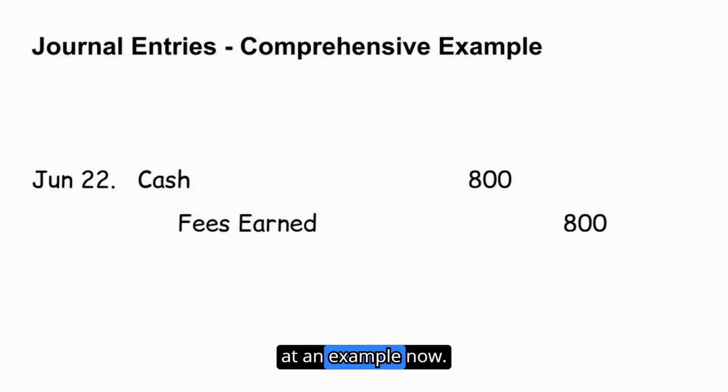So let's take a look at an example now. As we can see, this journal entry follows the same format as the one before it. So what is this entry telling us? Take a few seconds to try and figure it out.